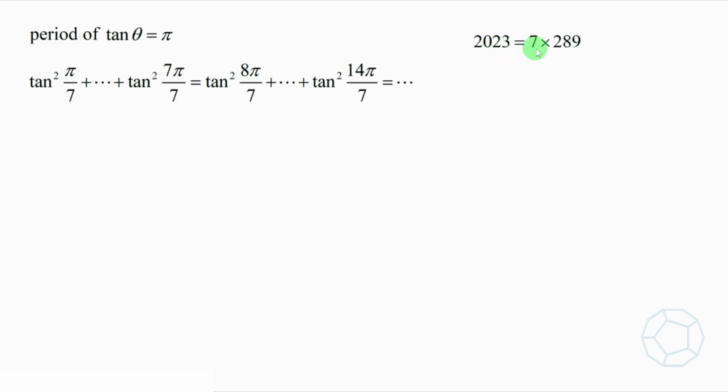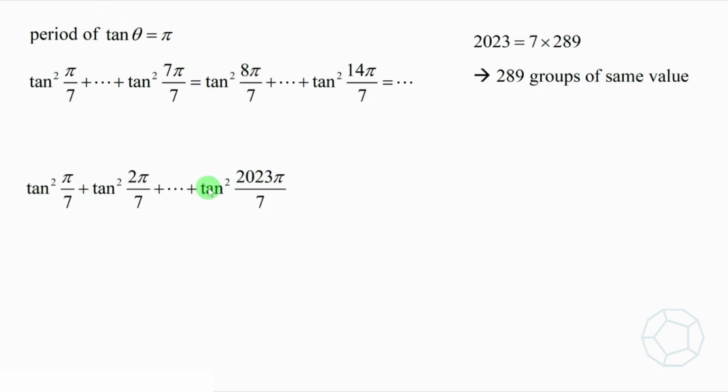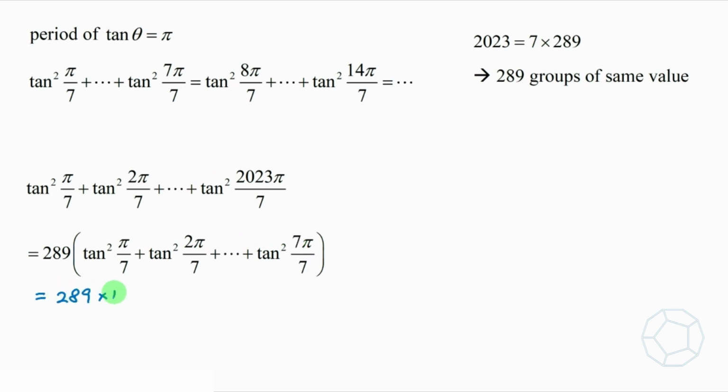Moreover, because 2023 is equal to 7 times 289, we have 289 groups of the same value. In other words, the required sum can be written as 289 times the first group, tangent squared pi over 7 plus tangent squared 2 pi over 7, up to tangent squared 7 pi over 7, which is equal to 289 times 42, which is 12,138. So we found the series of tangents of 2023 in the new year.